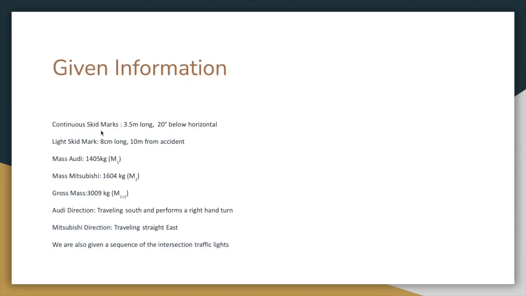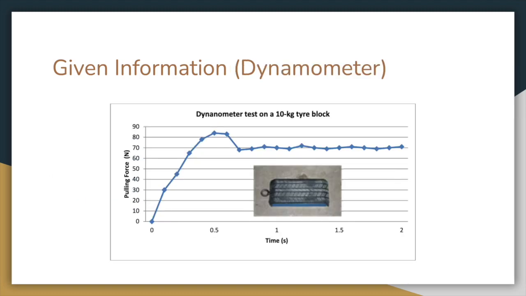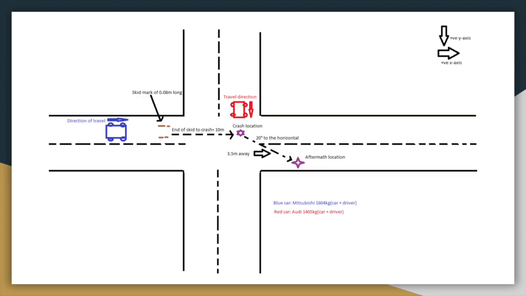We're given a small sketch of the incident, and we're also given a dynamometer test with a 10 kilogram tyre block. We're also given skid marks, how long they are and the degree they're at. We're also given the weight of the vehicles and the direction the vehicles are travelling. The Audi was travelling south and performs a right-hand turn. The Mitsubishi is travelling straight east, as well as a sequence of the intersection traffic lights.